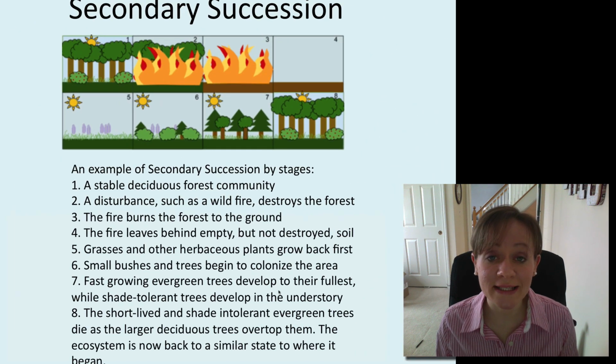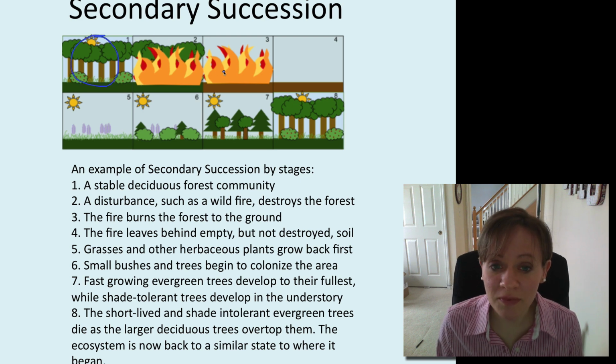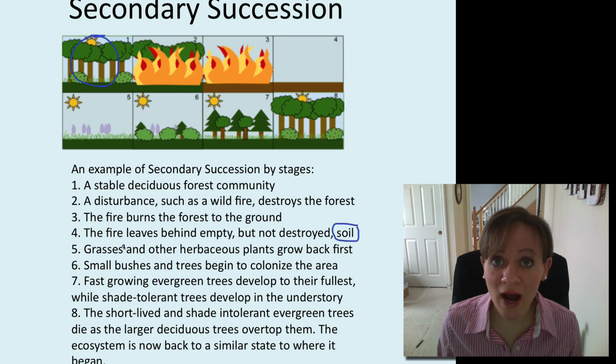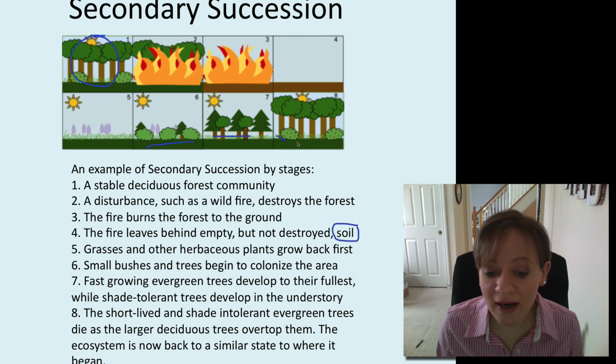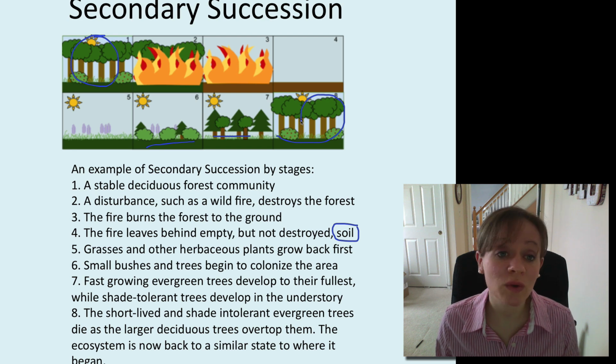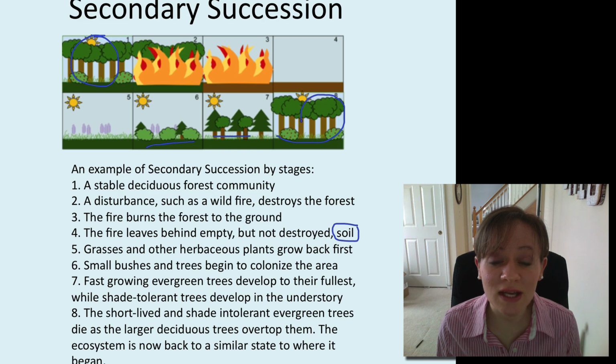Let's take a closer look at an example of secondary succession. Again, here we have our nice ecosystem full of communities, but then a forest fire disrupts that. And so in number 4, everything is destroyed except we do have soil. Now in step 5, grasses and other small plants start to grow back, and then small bushes and trees, fast-growing evergreen trees, and then finally in step 8, our larger deciduous trees are there, and it starts to look like where it did when it began. So forest fires are good because they reset this healthy ecosystem dynamic back in place.